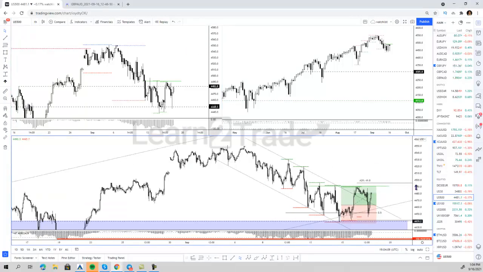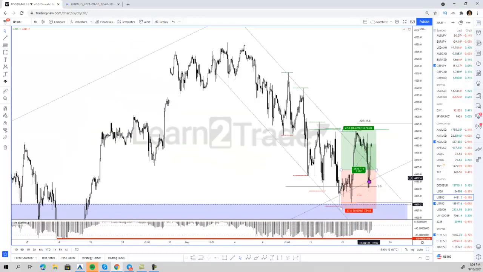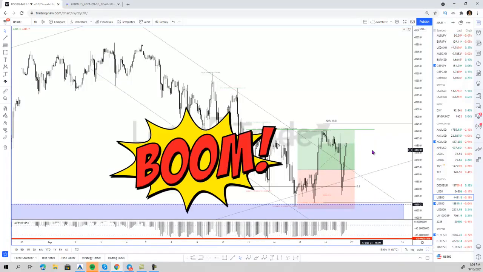Now, well, let me just delete this. This was yesterday's trade on the S&P 500. As you can see, pretty neat.